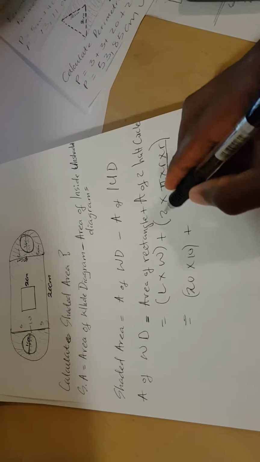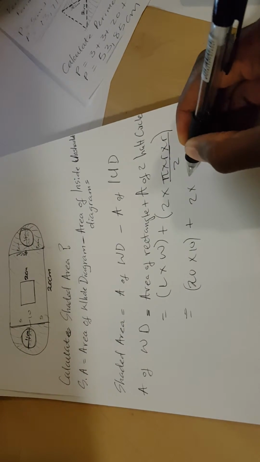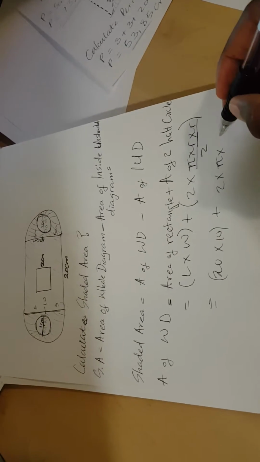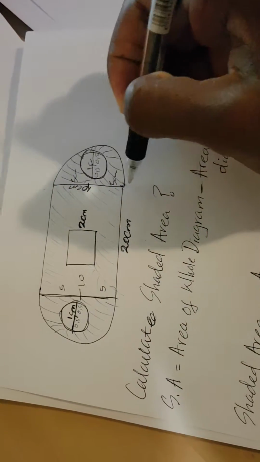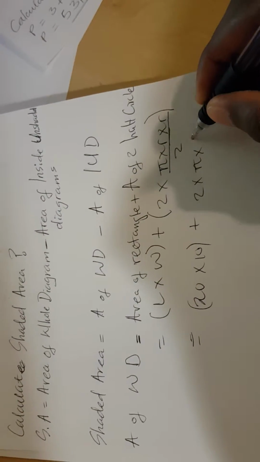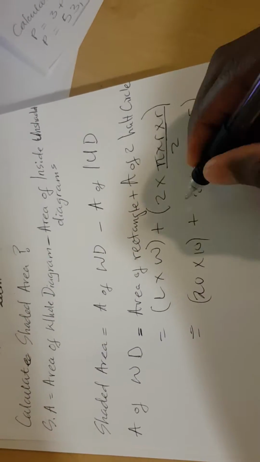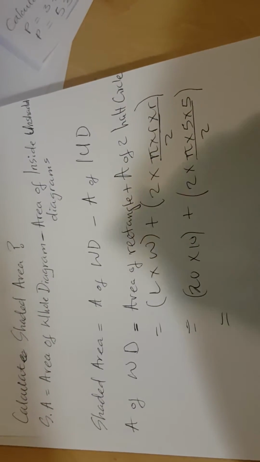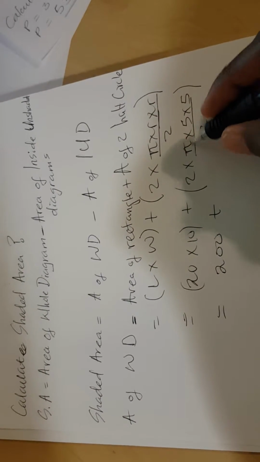plus the area of two half circles, so it's going to be 2 times pi times how much is our r? If the diameter from this point to the end is 10 centimeters, our radius is half of the diameter, so our radius is 5 centimeters. So our r squared will be 5 times 5, divided by 2. So how much are we going to get? It's going to be 10 times 20, which is 200, plus 2 times this one.